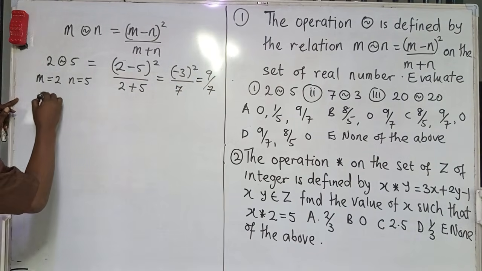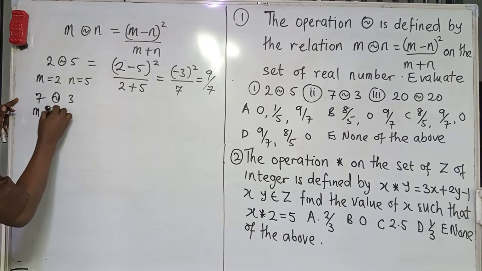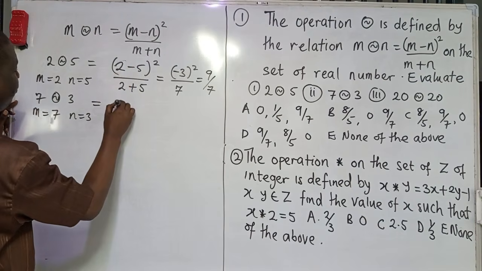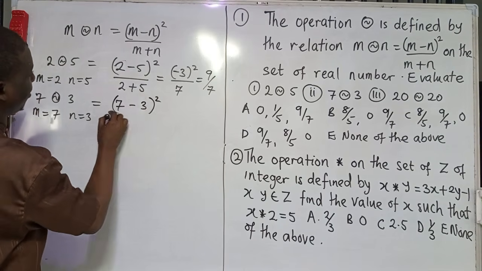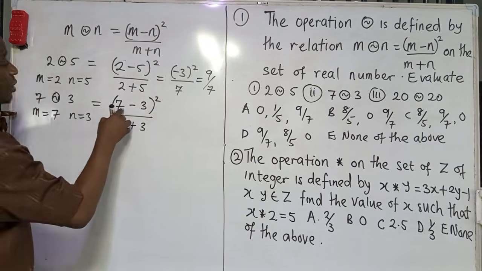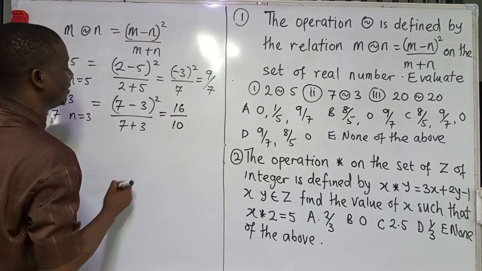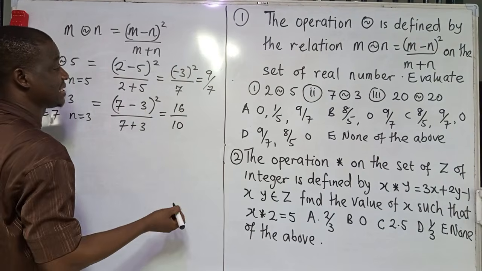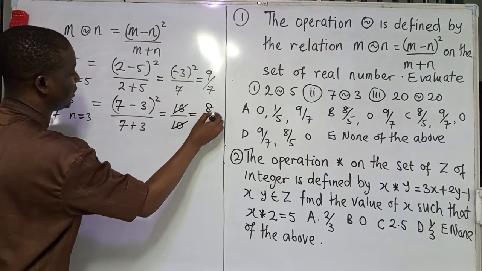For the second one, 7 operation 3, where m is equal to 7 and n equal to 3. Put it in the formula. We are going to have (7 minus 3) all squared, all divided by 7 plus 3. So in that case, I would have 16 divided by 10. You know why? 7 minus 3 is 4, and 4 squared is 16. So what do we have now? 8 over 5.